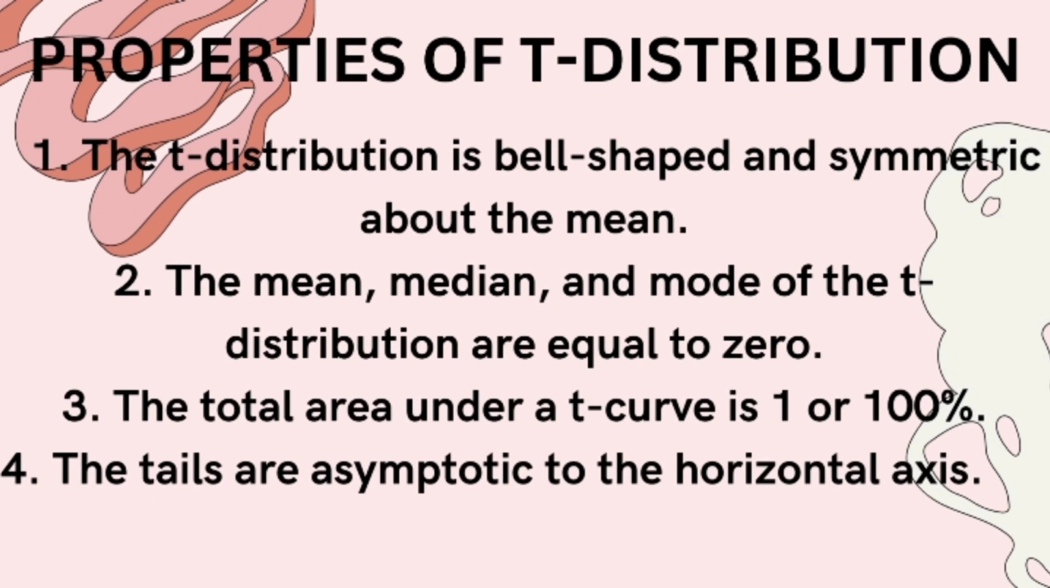These four properties are quite familiar, right? These are the same properties of Z-distribution. Then what is the difference between Z-distribution and T-distribution? Let me show it.